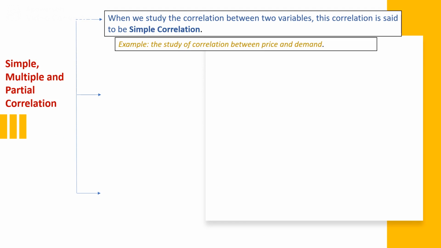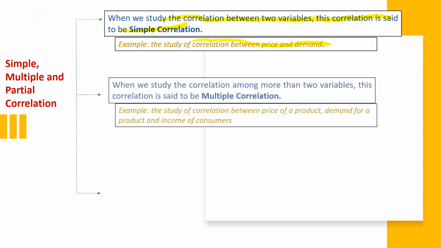Simple, multiple and partial correlation. When we study the correlation between two variables, this correlation is said to be a simple correlation. That is, a study of correlation between price and demand, two variables. When we study the correlation among more than two variables, this correlation is said to be multiple correlation. For example, we study the correlation between the price of a product, the demand for the product, and the income of the consumer. That is a multiple correlation.